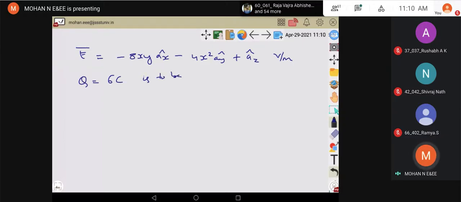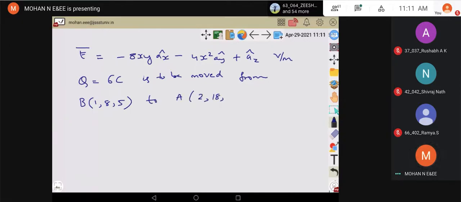The charge of 6 coulomb is to be moved from B, coordinates 1, 8, 5, to A, coordinates 2, 18, 6. Okay. So a charge of 6 coulomb is to be moved from B (1, 8, 5) to A (2, 18, 6). Find the work done. So you're supposed to find the work done.